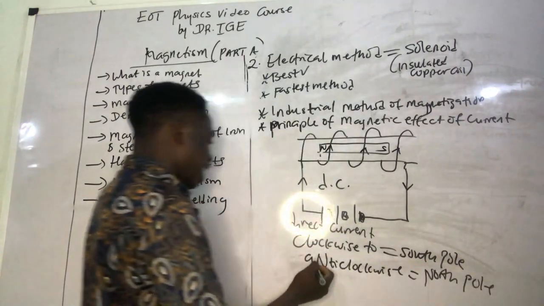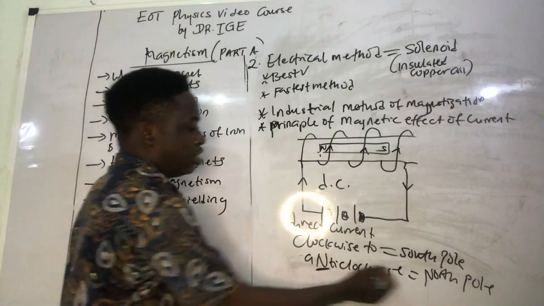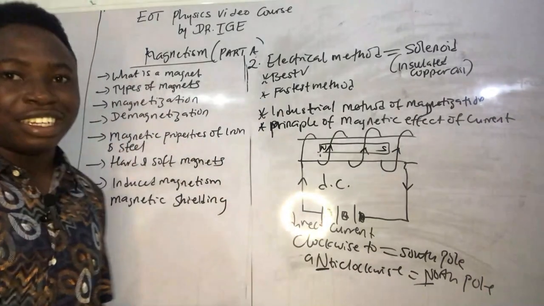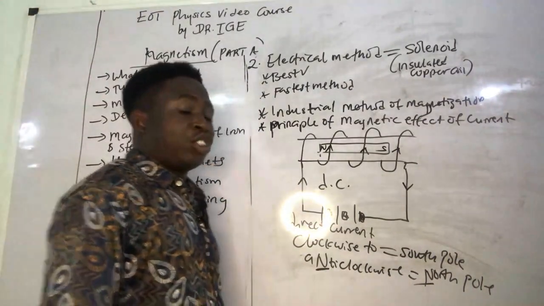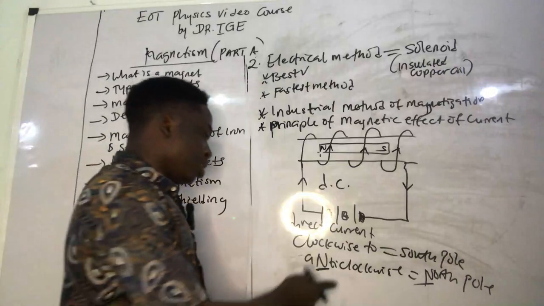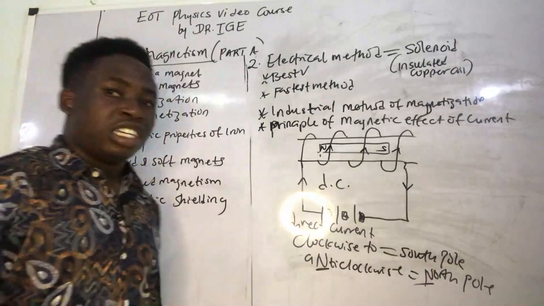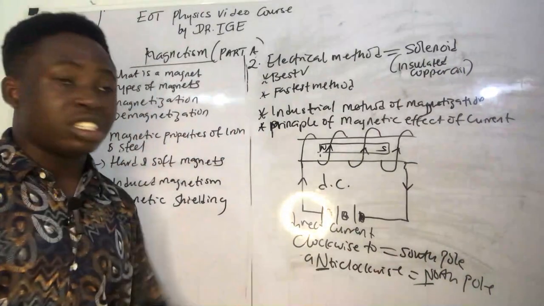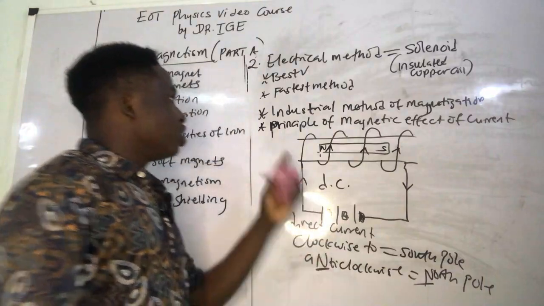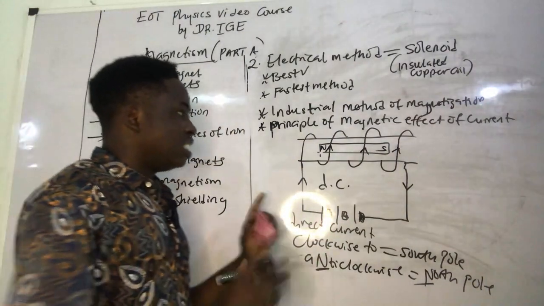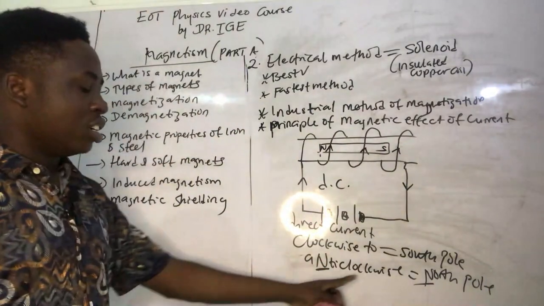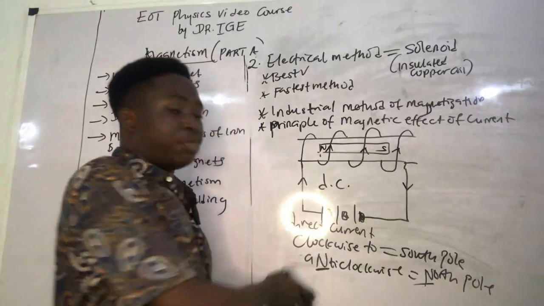Do you know why I wrote this N like this? N, north. Short way, right? So you have to cram it. If you think about clockwise, just know that it's the south pole. If you think about anti-clockwise, it means it's the north pole. Do you understand? So the polarity is determined by using this method.